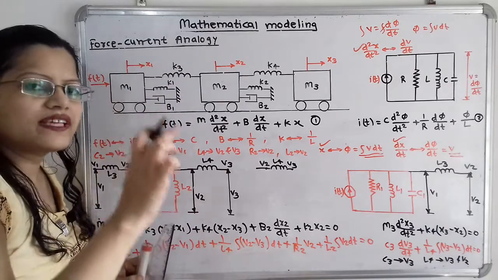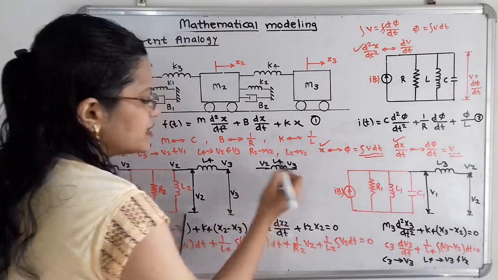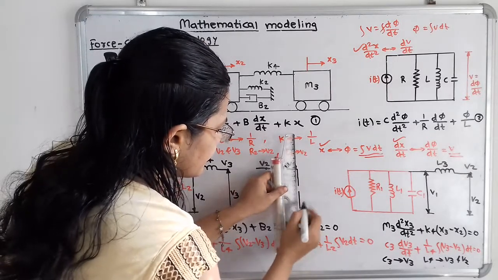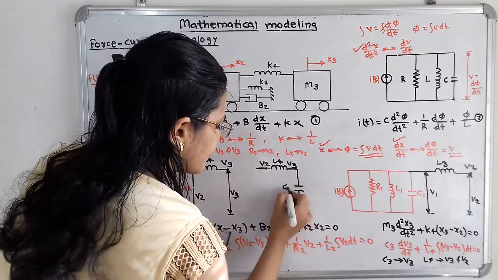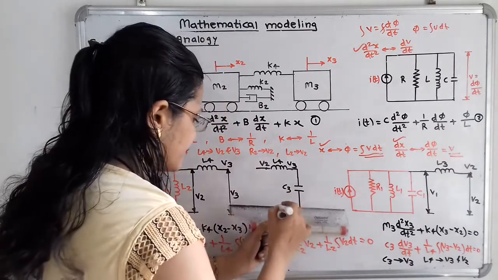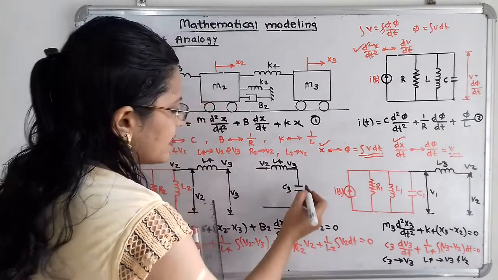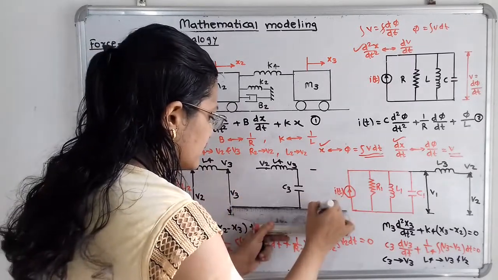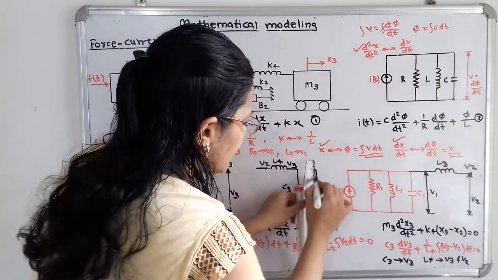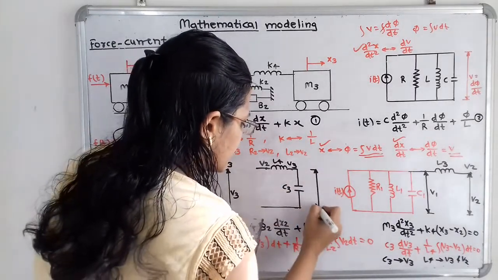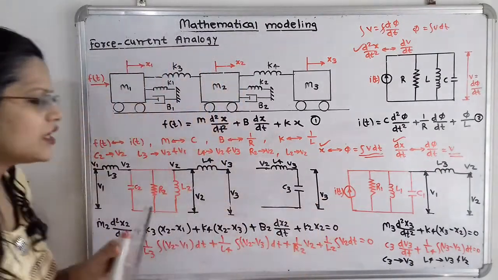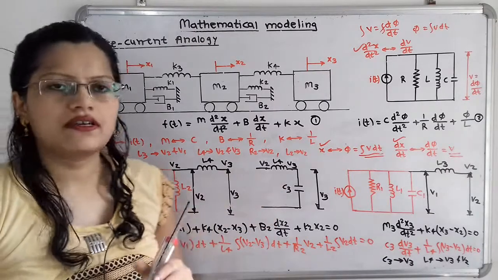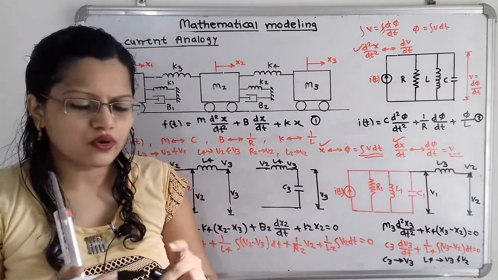For this capacitor C3 the voltage is V3. So I have to show here capacitor C3. Along this capacitor C3 there is voltage V3. With the help of a vertical line I will show here voltage V3. So this is the first electrical network, this is the second and this is the third. Now we have to combine these. So how to combine this?